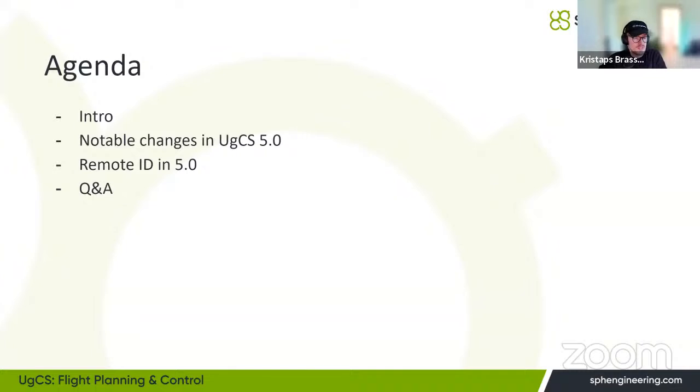Overall, today's agenda is to give you a bit of an introduction, then show UgCS 5.0 and mention some notable changes in it. I'm also going to talk a bit about remote ID for PX4 and autopilot drones and what has changed. And then we're going to go into the Q&A. So without further ado, let's get right into it. I'll stop the screen share for just a moment, and I'll switch into UgCS itself. Let me then reshare the screen with you.